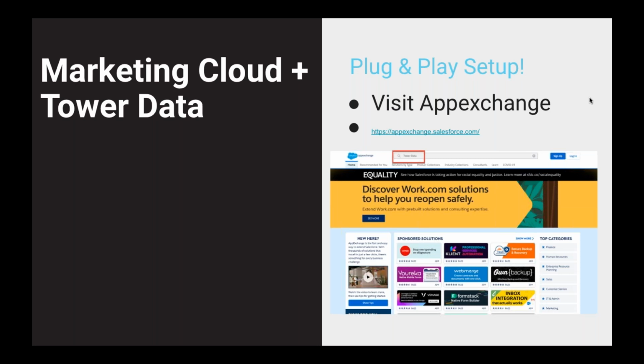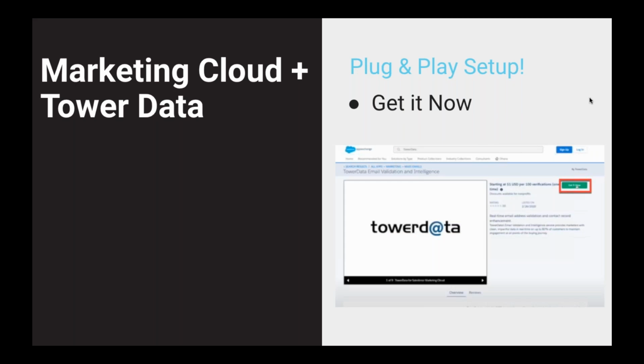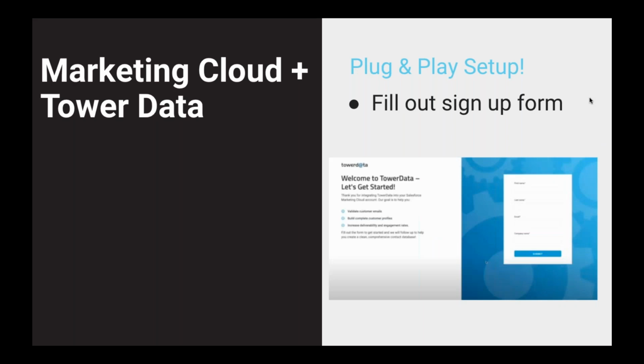At the top there, you would type in TowerData and click on the search. That'll take you to the TowerData listing. Here on the right-hand side there, you'll see a Get It Now link. So when you click on Get It Now, usually it would allow you to download it right at that point.